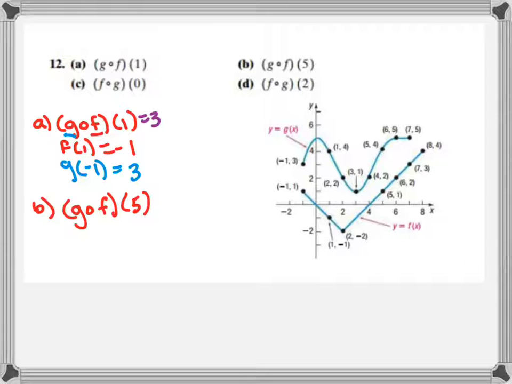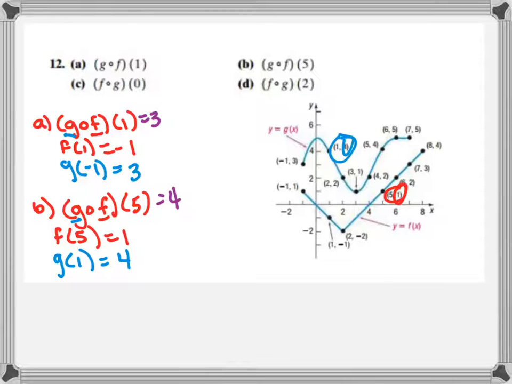Okay, now let's look at g of f of 5. So again, our rightmost function is f. So we're going to find f of 5. On the f function, so the check mark shaped function, let's find the point where the x value is 5, and the y value is 1, so f of 5 is 1. Now that 1 will get fed into the g function, so we're looking for g of 1. So on the g function, find the point where x is 1, and look for the y value, which is 4. So g of f of 5 is 4.